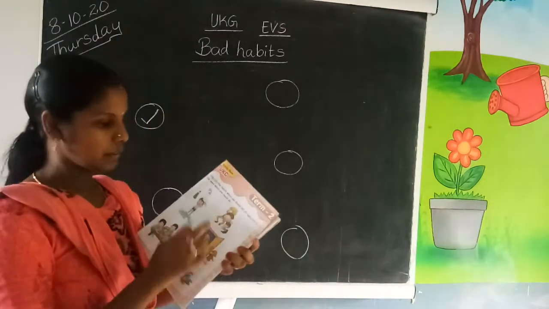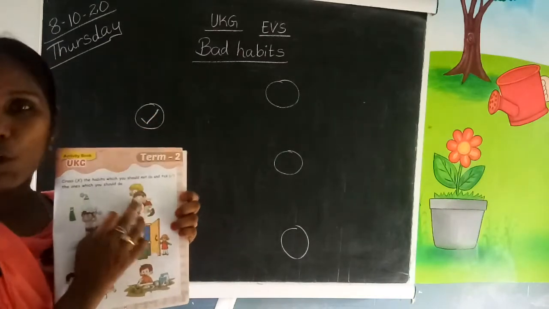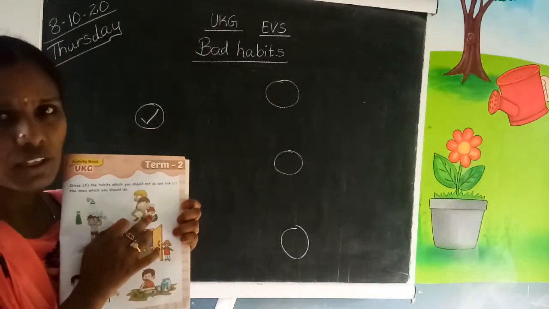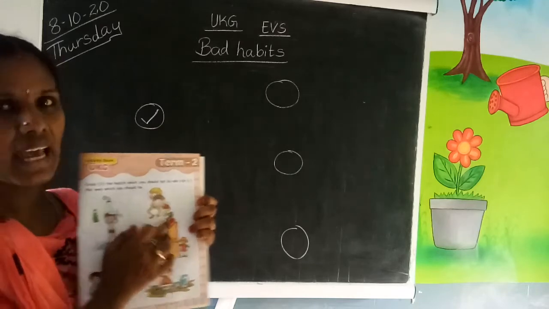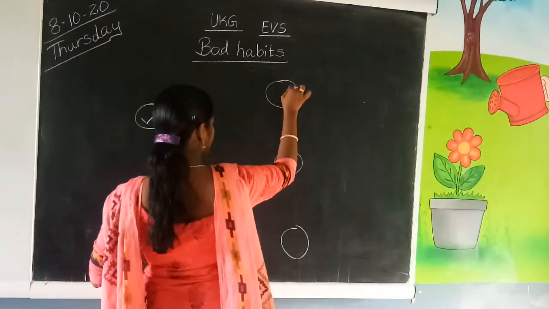Next one. Here, these two boys are quarreling. Okkalokkalu debbalu adukuntunnaru. You should not quarrel with your friends. It's a bad habit. So keep a cross mark.